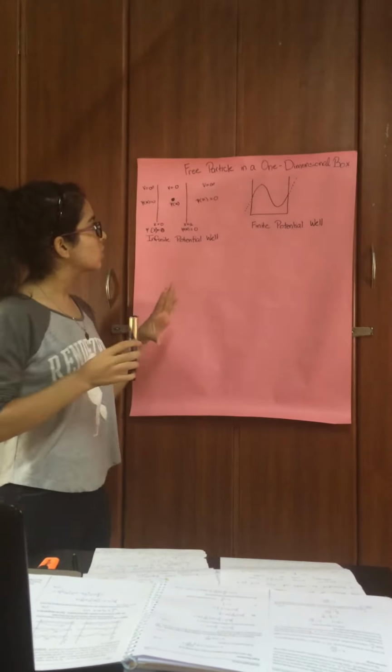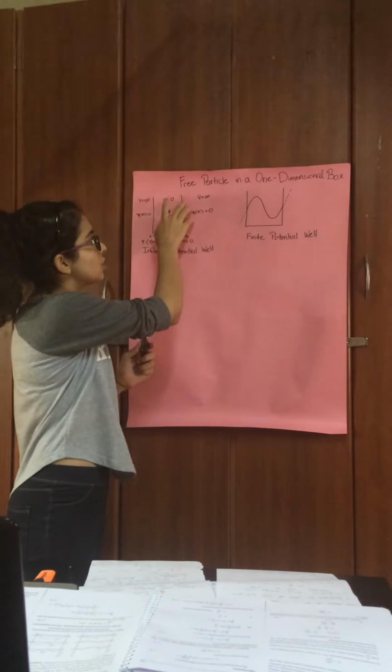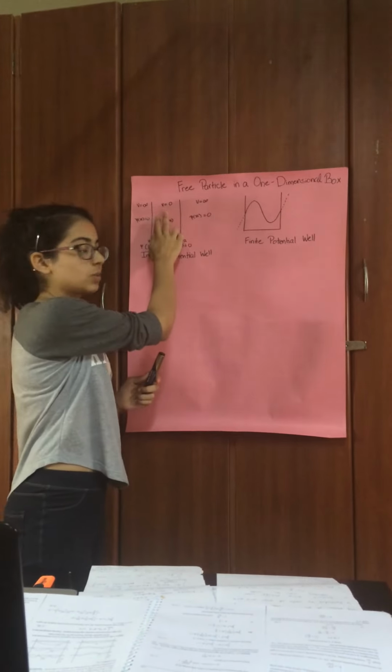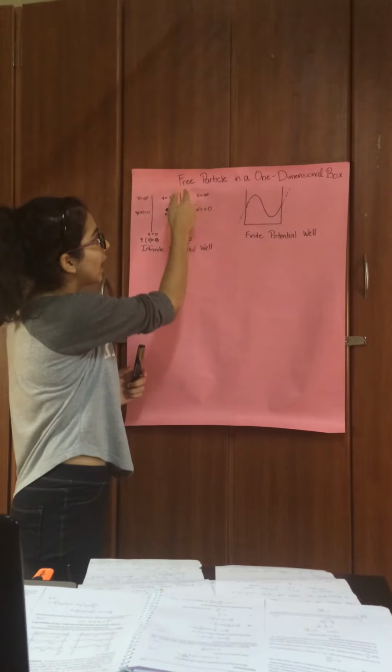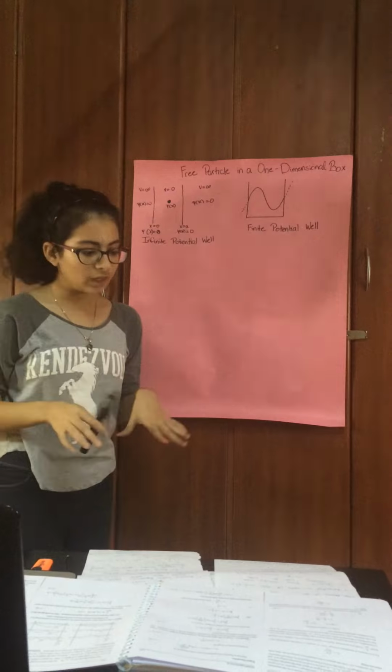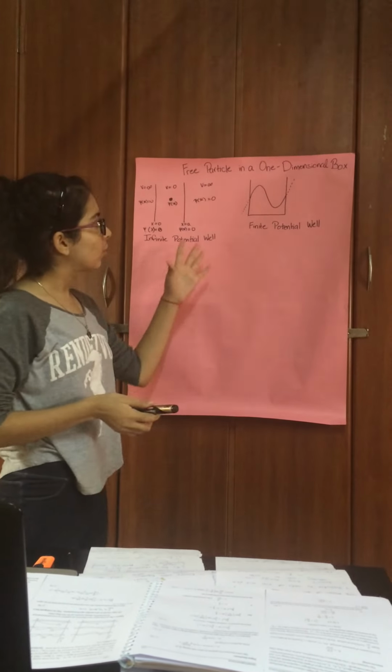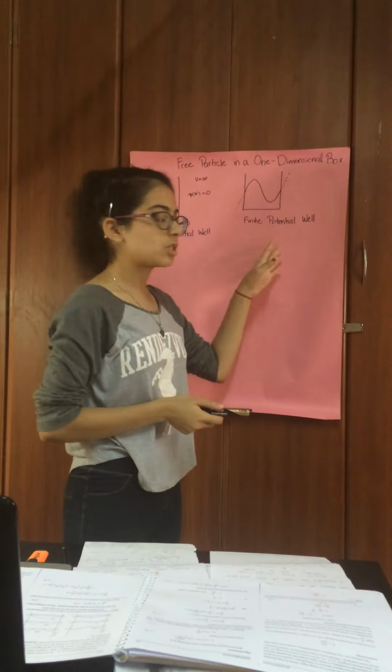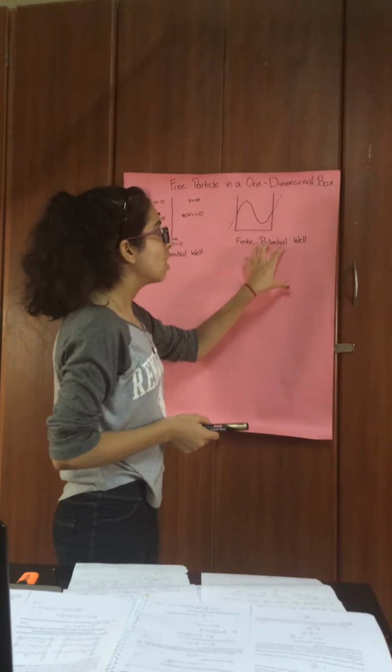We also know that the potential energy inside the well is going to be equal to 0, and the potential energy outside and on the wall is going to be infinity, or infinite. And then we also have another idea, which is the idea of a finite potential well.